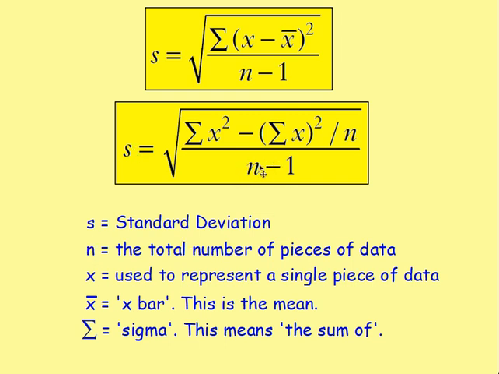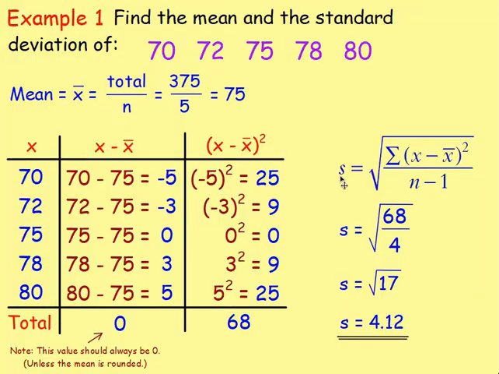N is the total number of pieces of data, so if you're looking at the standard deviation for the heights of 10 people, N is going to be 10, because you'll have 10 results. X is used to represent a single piece of data, which you'll see in the table on the next page. X bar is the mean, and sigma is the total. It's the sum of. These are used when it comes to the table that you have to copy out.